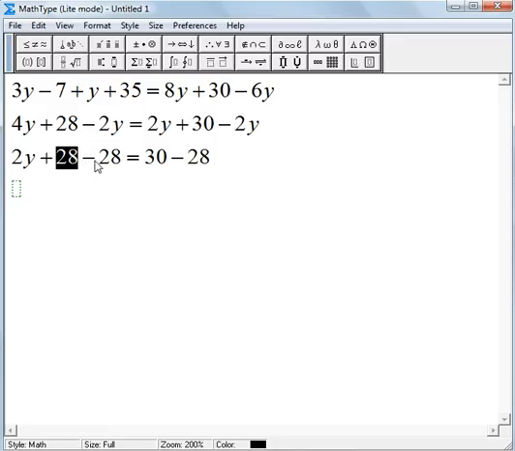So 28, take away 28. Okay, that's equal to 0, leaving me with 2y on the left side of the equation. And then 30 minus 28, okay, that's equal to 2.